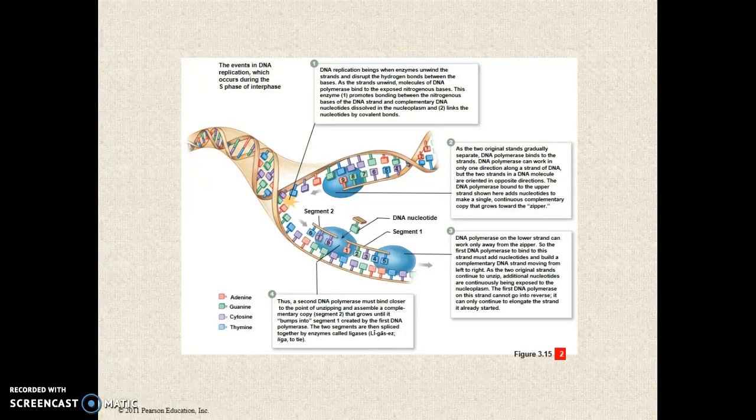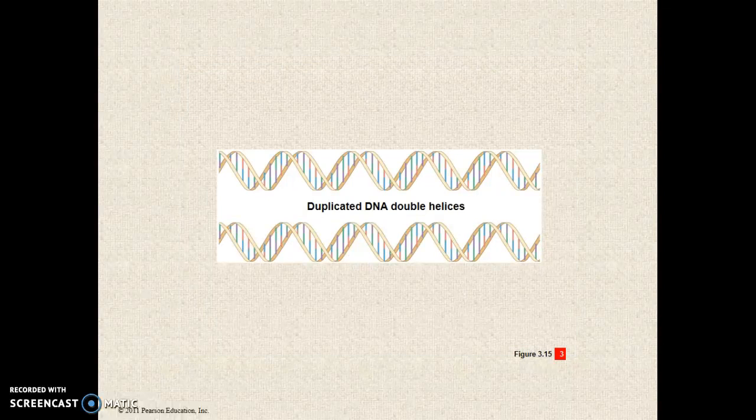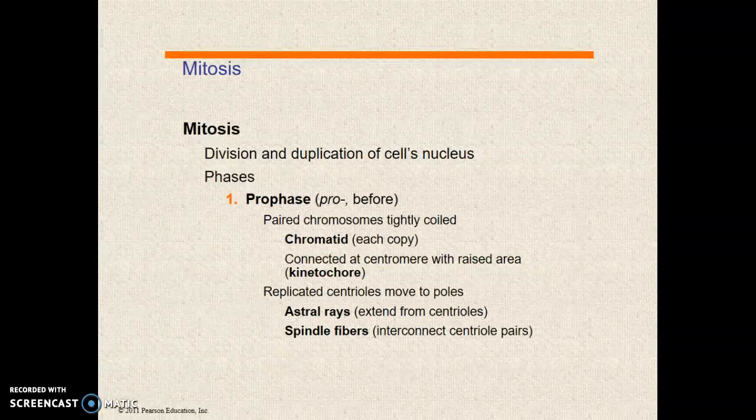This process works in one direction, so one strand is replicated a bit differently than the other strand of DNA, but you can see here that as the DNA unwinds, each segment is going to act as a template for a new piece of DNA to be formed, complementary to the old one. And in the end, you're going to have two identical DNA double helixes.